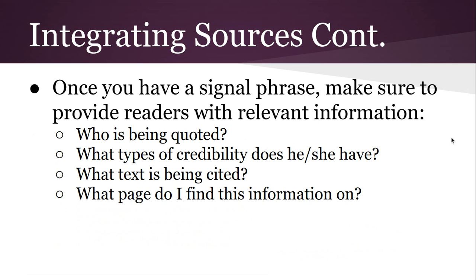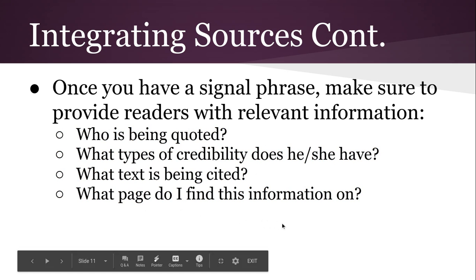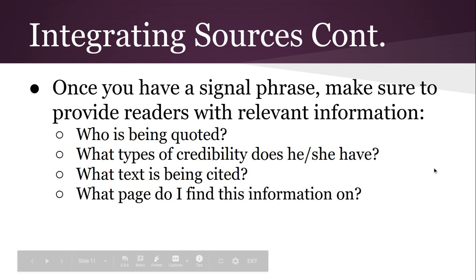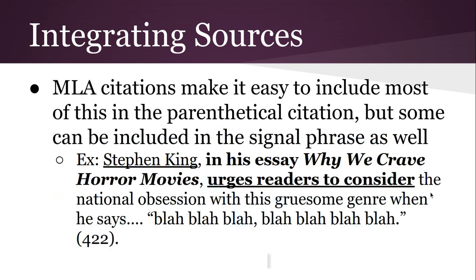Once you have a signal phrase, make sure that you've got all of this relevant information being provided to your readers. So we should know who it is that you're quoting. Usually it's helpful if we know what kind of credibility that person has. We should know the title of the text that is being cited, and then we should also know the page number where that information comes from. So by the time you're done using your quote in that quote sandwich method, then all of this should be there.